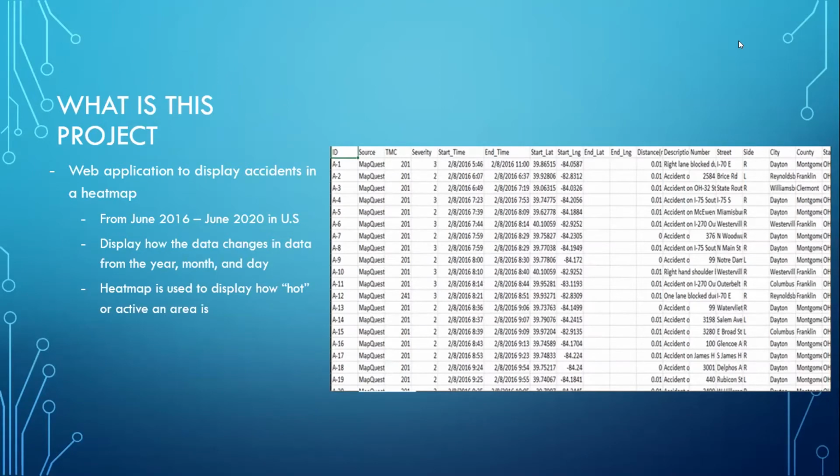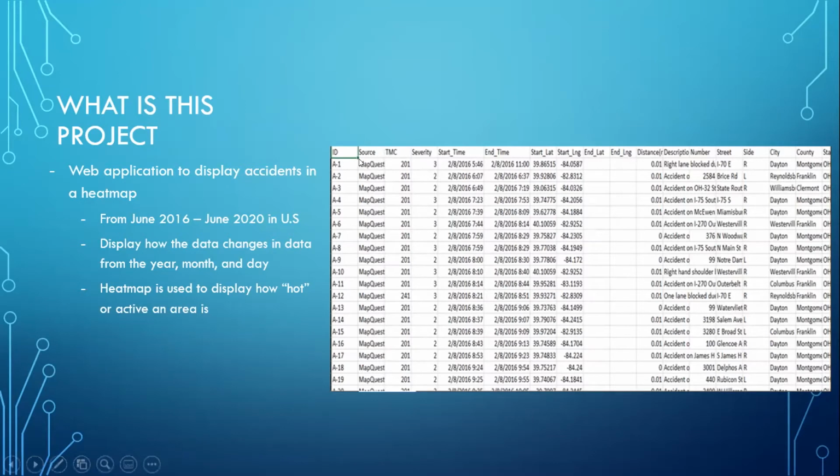The data is used from June 2016 to June 2020 for the United States. They had the ability to show even like Europe, but I just only wanted to know about the United States. The heat map visually changes based on the scale of what is available, and I wanted to show based upon the severity.